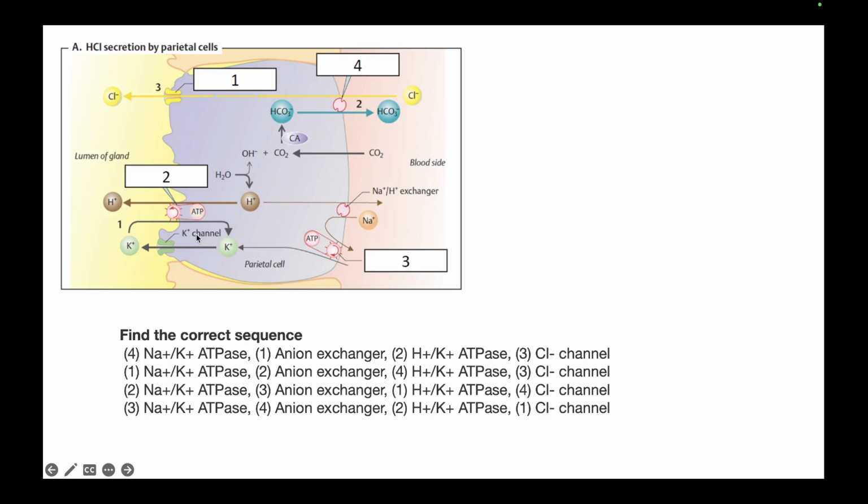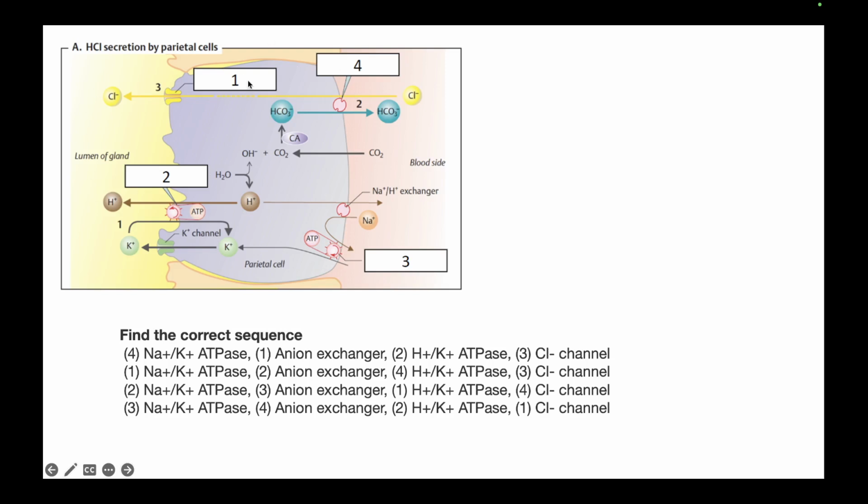Yeah, the sodium potassium ATPase pump. This is the blood side and this is the lumen side. Okay, and this potassium is again coming back by the potassium channel. Okay, and then also to maintain the gradient, this H is also being secreted outside from the parietal cells.